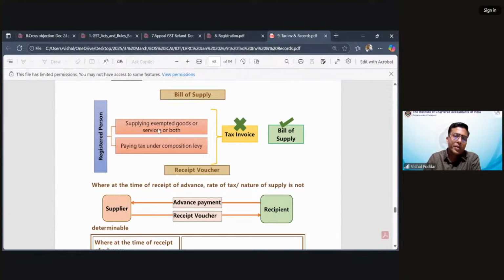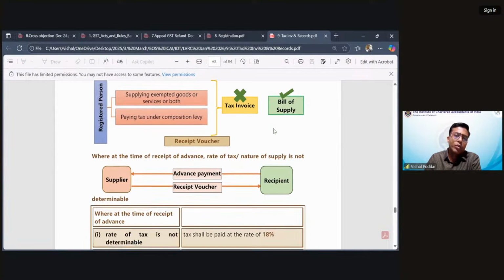In fact, you don't have to pay tax if your sale is an exempted sale, but you have to pay tax if you're a composition dealer. In both these cases, since you don't have to charge any tax on your invoice, the invoice that you will issue will not be a tax invoice, it will be a bill of supply. So the bill of supply is parallel to the tax invoice. The details in the bill of supply are similar to the tax invoice except for the tax rate and tax amount.